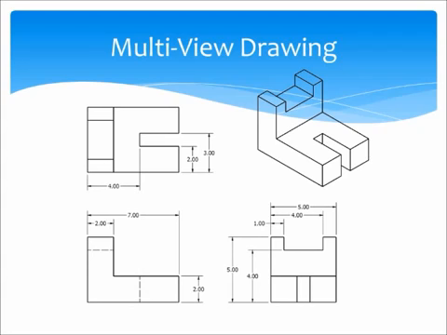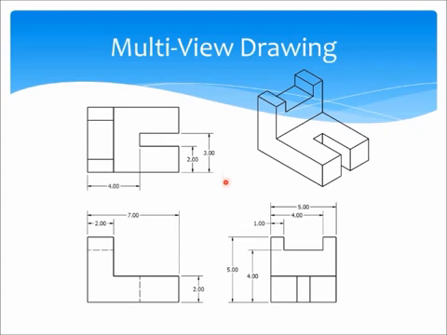So here we see an example of what's called a multi-view drawing. If you look here, you'll see this is the isometric view of the shape. And then here we have the various multi-views of the part. We have over here the front view, the side view, and the top view.